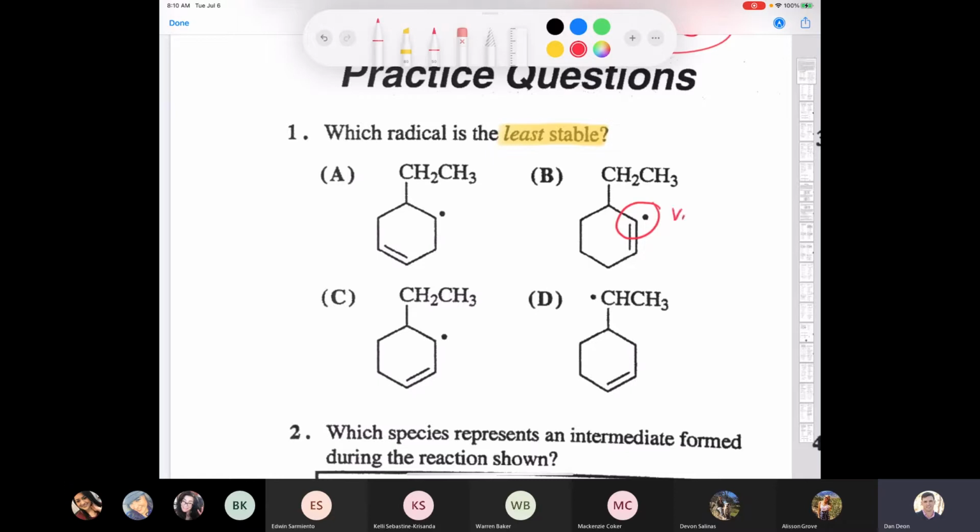Why? Because it's vinylic. Right? A vinylic radical is going to be really, really unstable. Now, out of all these, the one that's going to be the most stable would be this one here because it's resonance stabilized. The other two, A and D, are not resonance stabilized.